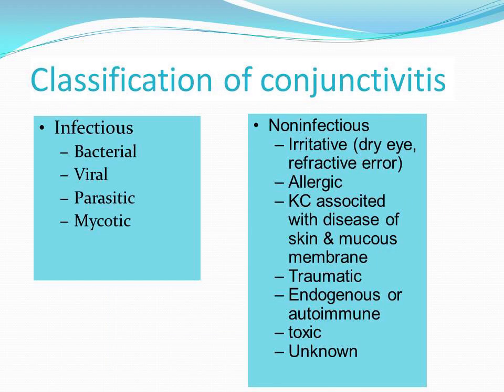Then the etiological classification of conjunctivitis. It may be infectious and non-infectious. Infectious conjunctivitis is caused by bacteria, viruses, parasites, and fungus. Non-infectious conjunctivitis may be allergic, caused by chemicals, sometimes caused by toxins. It may be traumatic, and this may be associated with diseases of the skin and the mucous membrane.